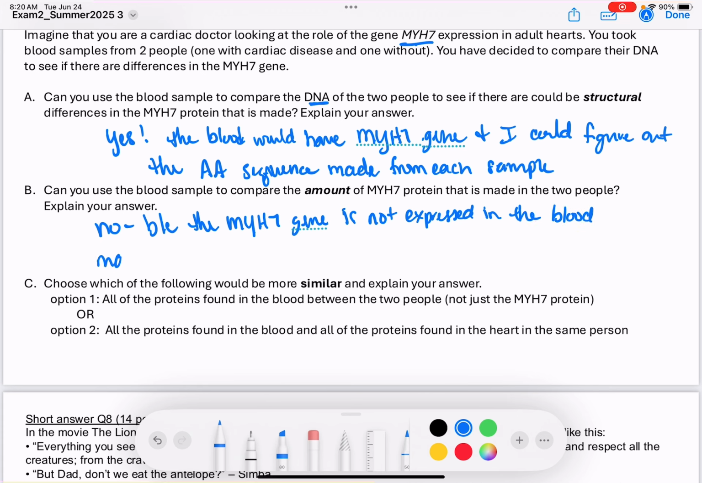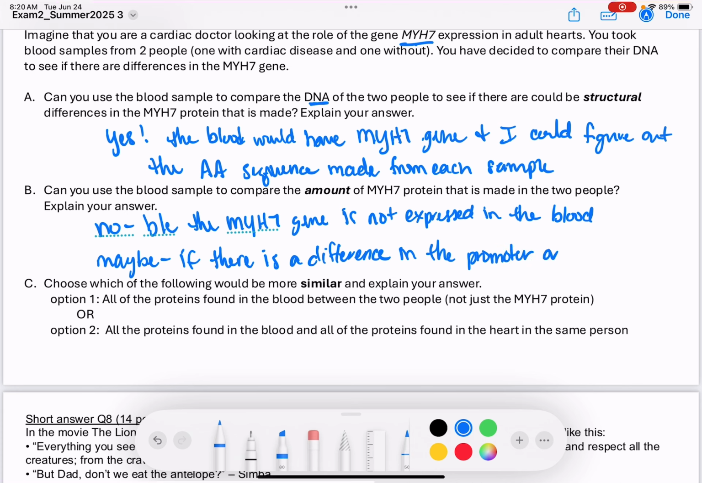One was maybe if there is a difference in the promoter or switch, right? So some of you were like, well, I have the DNA. I can look at the promoter and the switch as well, and not just at the coding region. So I allowed that as well.